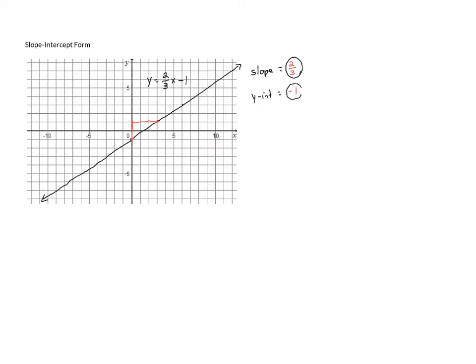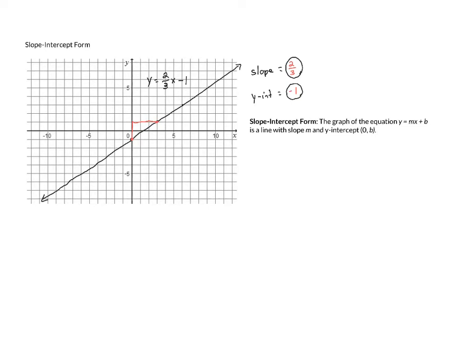And I want to ask you, have you seen these two numbers yet today? In fact, I'm looking at them right now on this screen. 2/3 is the coefficient on the x. It's the number that's being multiplied by x. And then -1 is that constant term. And this is not a coincidence. In fact, there's a name for this form. This is called slope-intercept form.